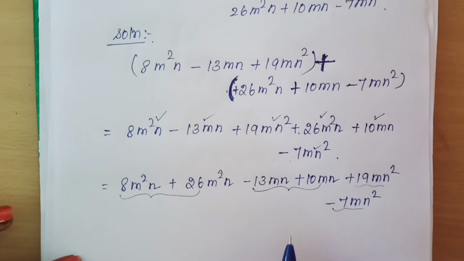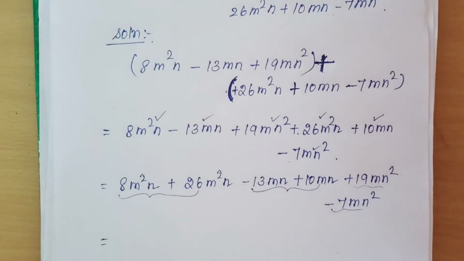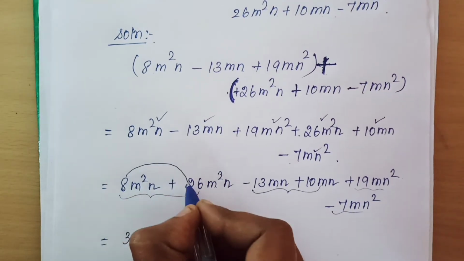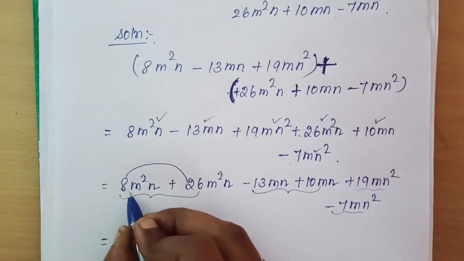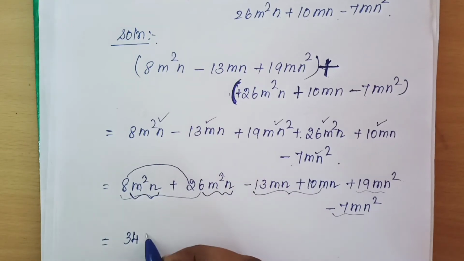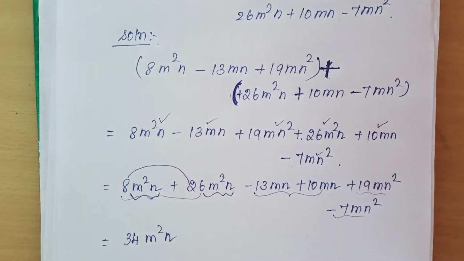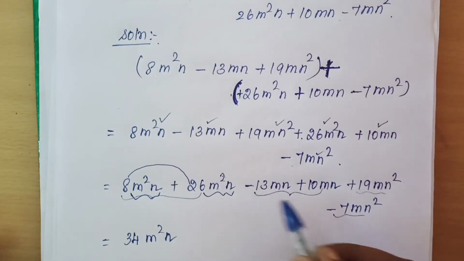Clear for you? So again you are going to add the numbers. So 8 plus 26 is 34. Only add the numbers first: 34. Then write these terms as it is, m square n. Clear? You are going to add the numbers. You are not going to add your variables. Okay, so add the numbers and write the variables as it is.